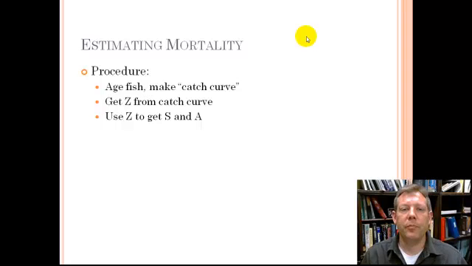Okay. So, how are we going to estimate mortality? Very simple. We go take a sample of fish, we age them, we throw out the age classes that don't fully recruit to the gear, we make that catch curve, which is the log of the number of fish on the y-axis versus age on the x-axis. Fit a line to those data. The negative slope of that line is Z, which is total mortality. Then we can plug Z into that equation to get S. We plug S into the equation to get A. There we have our estimates of survival and mortality.